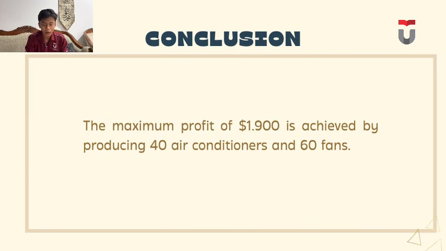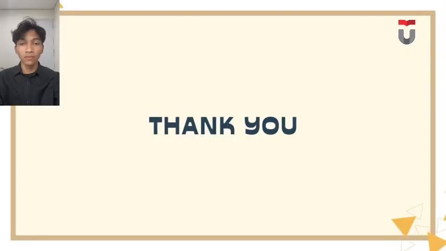In conclusion, to achieve the highest profit, Electrocom should produce 40 air conditioners and 60 fans, resulting in a maximum profit of $1,900. This step-by-step approach shows how linear programming can guide production decisions for optimal outcomes.